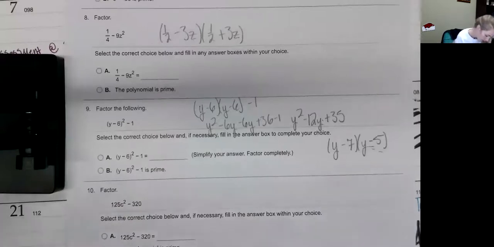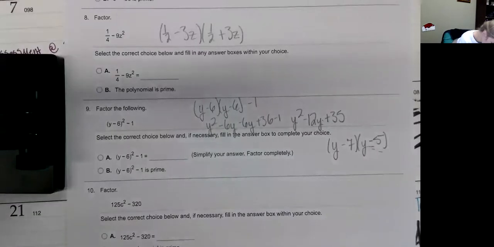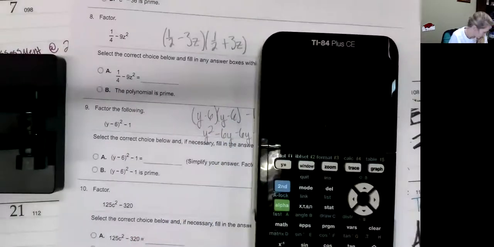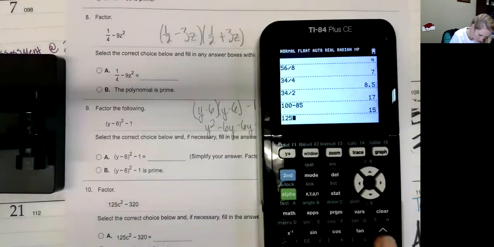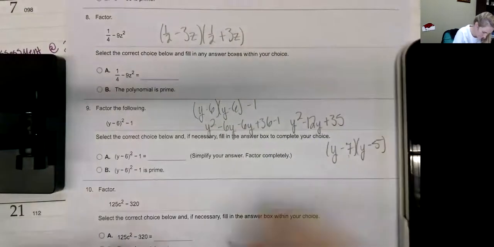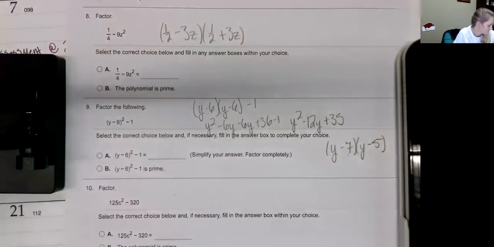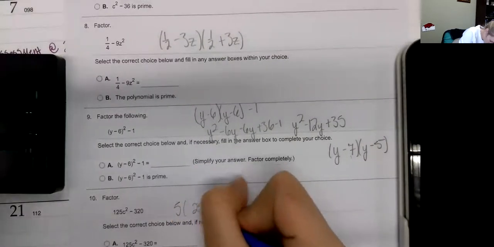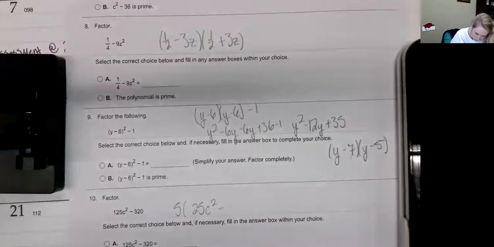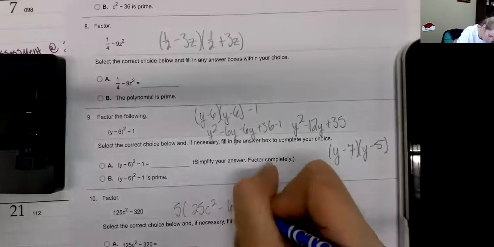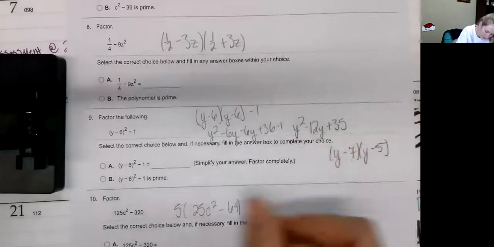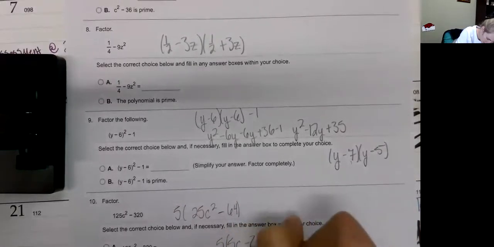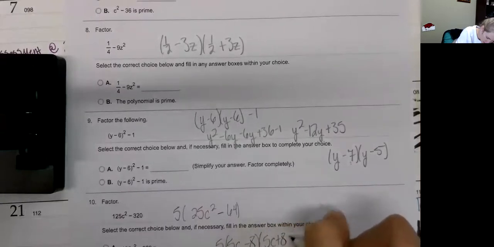It's kind of neat. All right, let's see on this one. I can factor 5 out of both of them, and I'm going to get my calculator. So 125 divided by 5 equals 25. So I have 5, and then I have 25c squared subtract 320 divided by 5 is 64. Square root of 25 is 5. Square root of 64 is 8. There's a subtract here, so I'm going to have 5c subtract 8 times 5c plus 8.